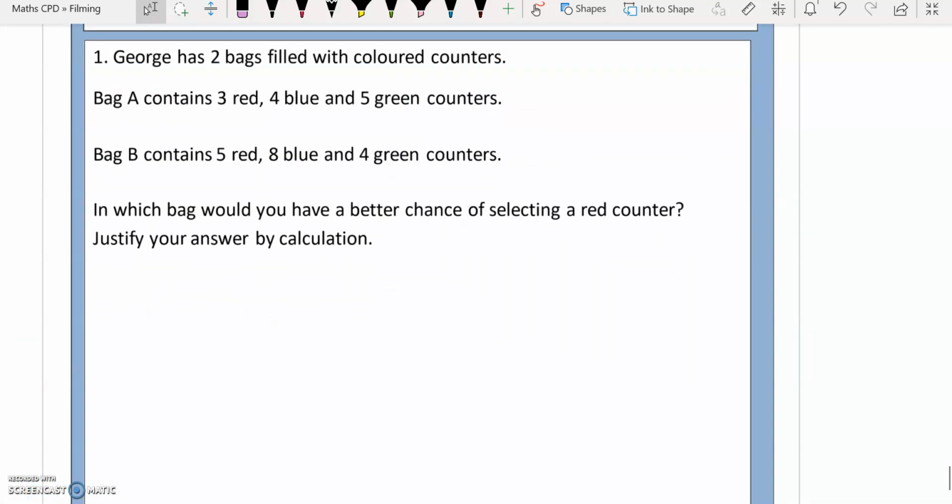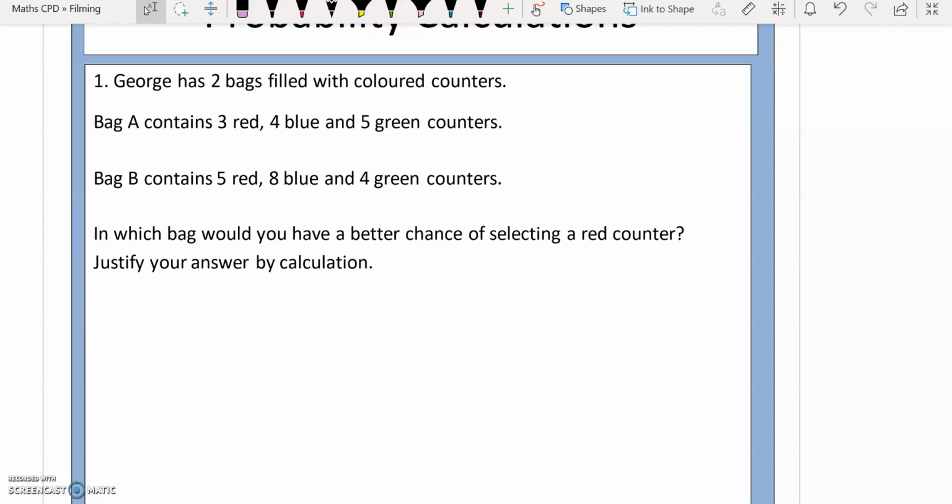So, question 1. I think there's 3 questions altogether. George has 2 bags filled with coloured counters. Bag A has 3 red, 4 blue and 5 green counters. Bag B has 5 red, 8 blue and 4 green counters. In which bag would you have a greater chance of selecting a red counter? Justify your answer by calculation.